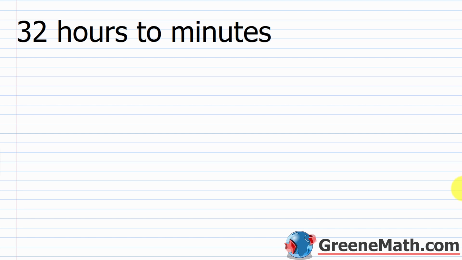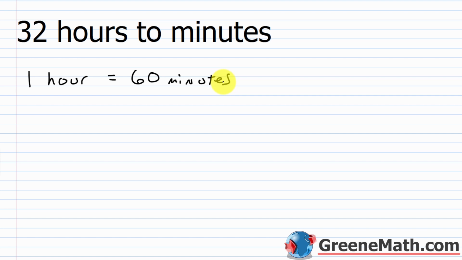The first thing you always want to do is identify the relationship between the units. In some cases, if you haven't memorized them, at this point you have to stop and go back and look things up. But for hours to minutes, we deal with time so frequently, most of us will know that 1 hour is equal to 60 minutes. Once you know the relationship between the units, you're going to set up something called a unit fraction.